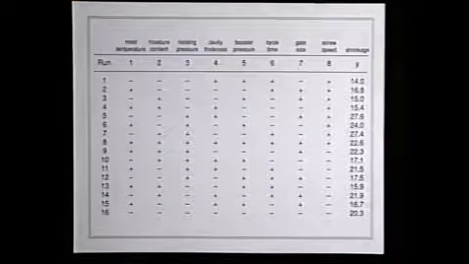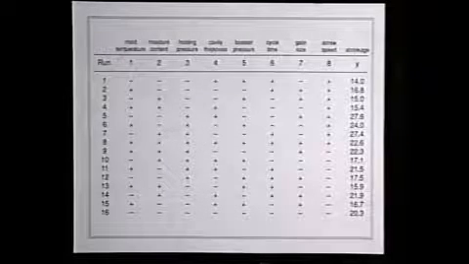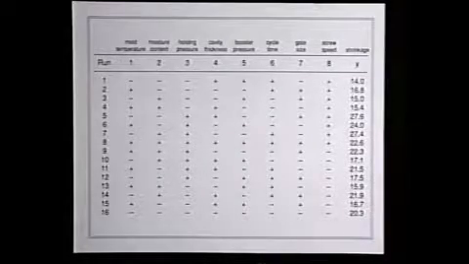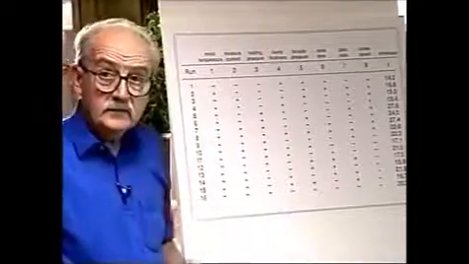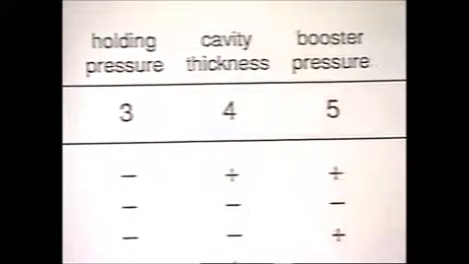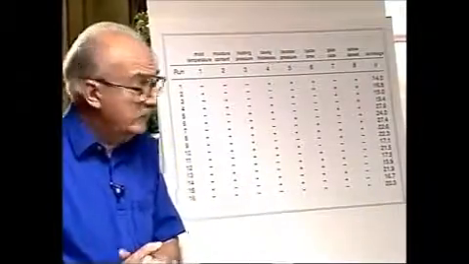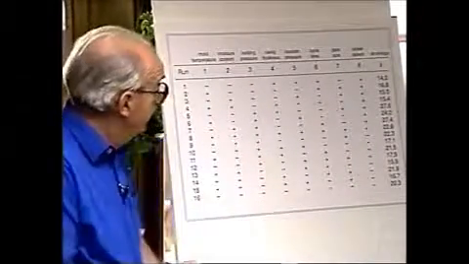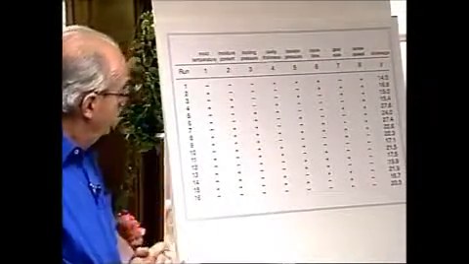You can see in here, this is an experiment done with a molding operation, and what we were concerned with was the shrinkage of the piece. There were 8 factors thought to possibly affect that: mold temperature, moisture content, holding pressure, cavity thickness, booster pressure, cycle time, gate size, and screw speed. So they're all things that might have an effect. If we ran a full factorial design in all those 8 factors, that would be 2 to the 8, which would be 256 runs. So we didn't do that.